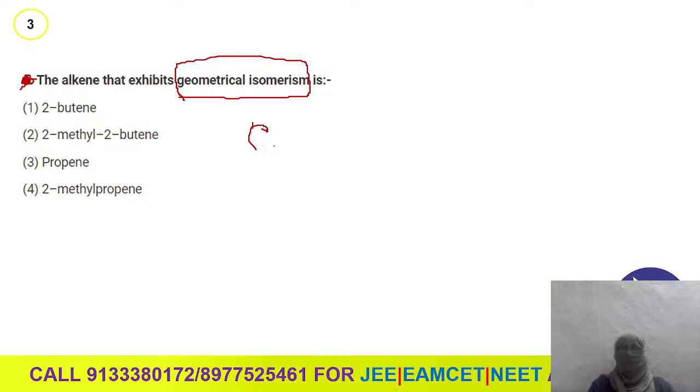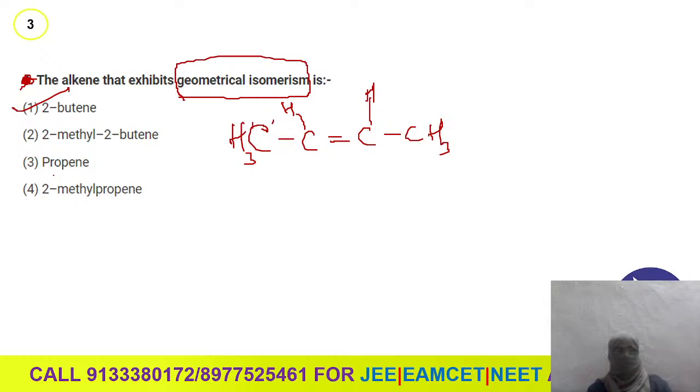2-butene, I'll draw the 2-butene. It means 4 carbons, and ene means double bond, where the double bond is at the 2 position. Let me draw. So you can see that in this alkene there is restriction of rotation of bond. There are 4 groups attached. Out of the 4, 2 are different on this carbon, and 2 are different on this carbon. Hence the answer is A. We don't need to go to the second, third, fourth, because we already found the first one. If you want, you can check those also.